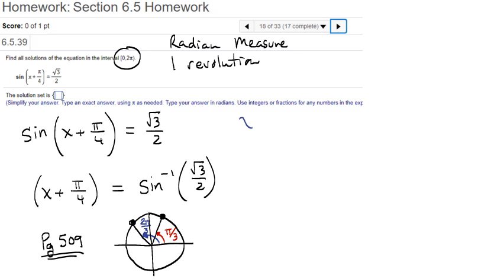So I want to know what this angle is. That's going to be pi over 3 if I look at the textbook. Yep, and then I want that one over there, the second time it hits, and that's going to be 2 pi over 3. So there's my 2 answers. Around the unit circle, there are twice where the y-coordinate hits root 3 over 2. And so I have 2 answers here.